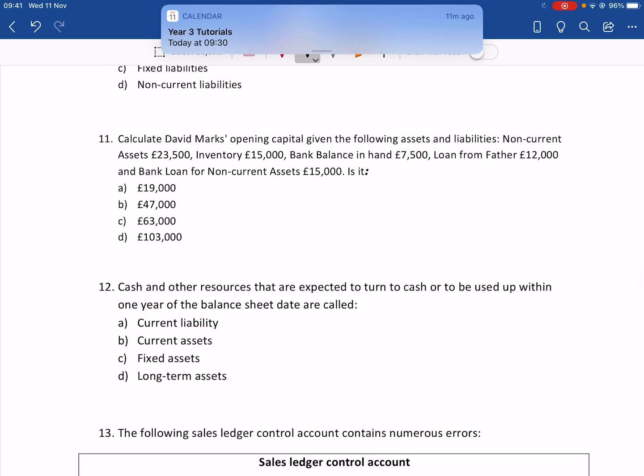Again, we've done this one before. So David's opening capital. Again, we do the accounting equation: assets minus liabilities equals capital. So the assets, he's got non-current assets of 23,500. He's also got inventory of 15,000.